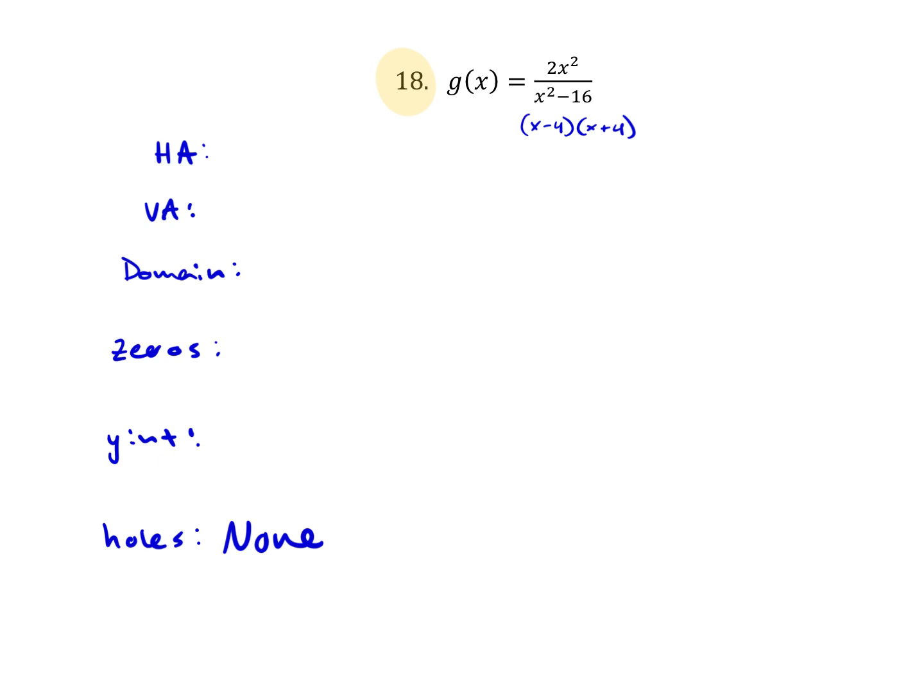So if you get something that cancels out, you have a hole at that number, and you'd want to plug it into the simplified version to find the y.